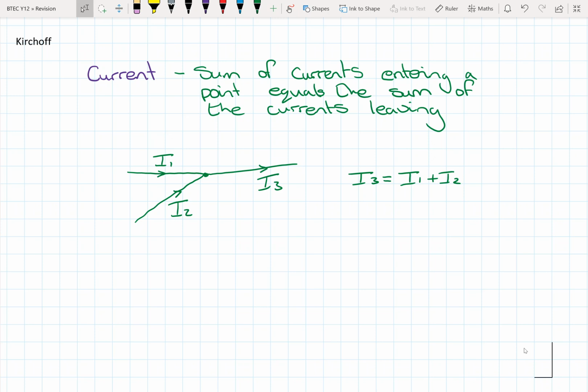Okay, in this video we're going to look at Kirchhoff's current and voltage laws. Something that we've actually already been doing, but we just haven't called it by anything. So, starting off with the current law.